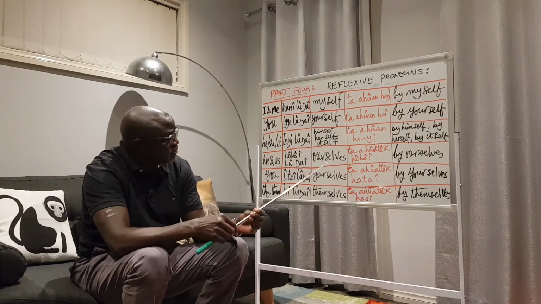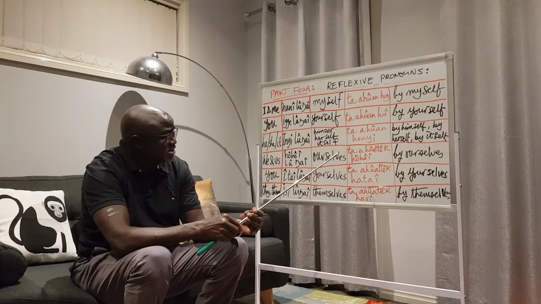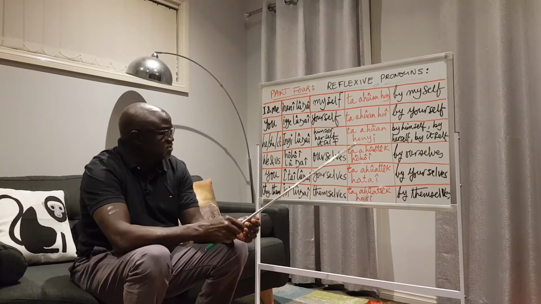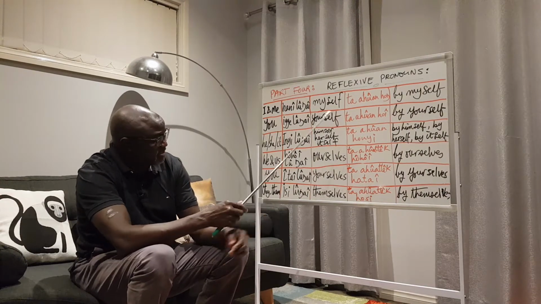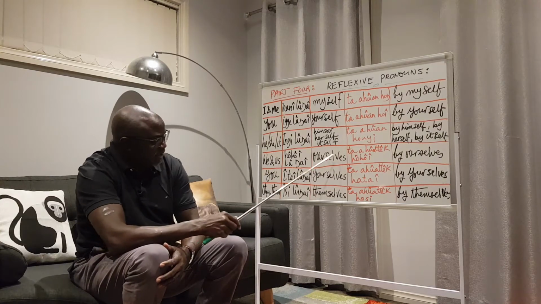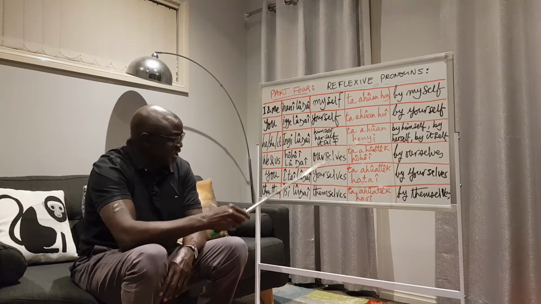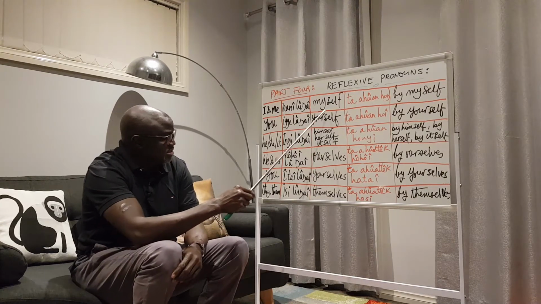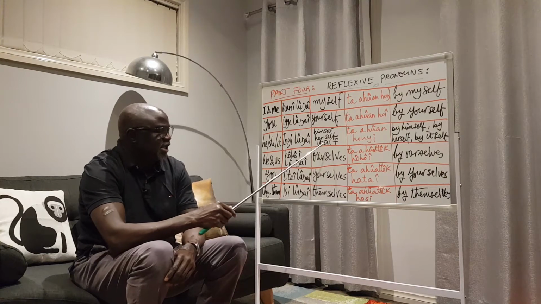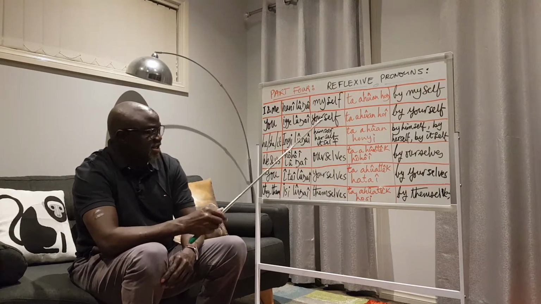Now in English, the main reflexive pronouns are 8, excluding oneself. They end in self, or in the plural form selves. As you can see here, this is myself, yourself, himself, herself, itself. Then here are ourselves, yourselves, and themselves.